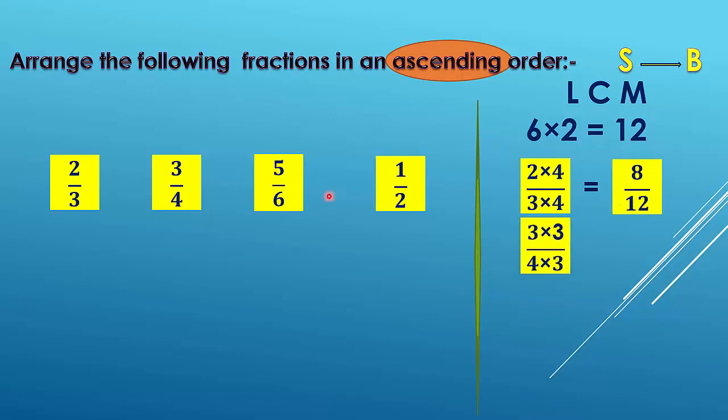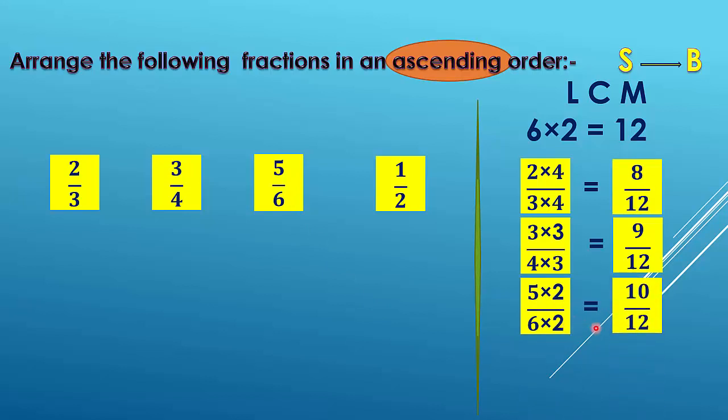Next one here, 3 over 4. Here number 4. 4 times what equals 12? 4 times 3. So I will multiply by 3 up and down. So 3 times 3 equals 9 and 4 times 3 equals 12. Okay, then 5 over 6. Here number 6. 6 times what equals 12? 6 times 2. So I will multiply by 2 up and down. So 5 times 2 equals 10, and 6 times 2 equals 12.